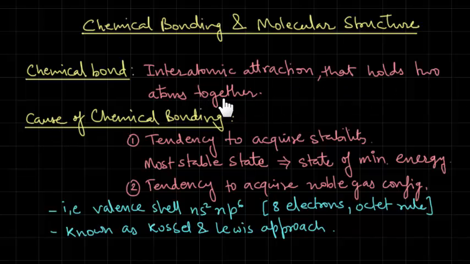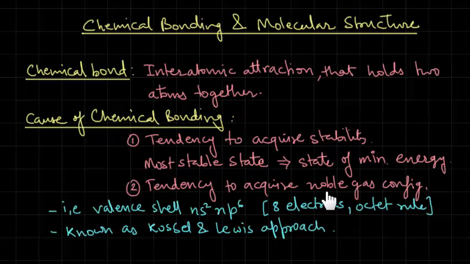So what is the cause of chemical bonding? Why will two atoms come close together? The reason is the tendency to acquire stability. The more stable state is the state of minimum energy. That's a natural law: any system tries to get into a state of minimum energy.